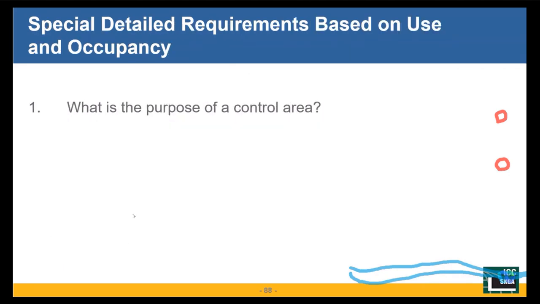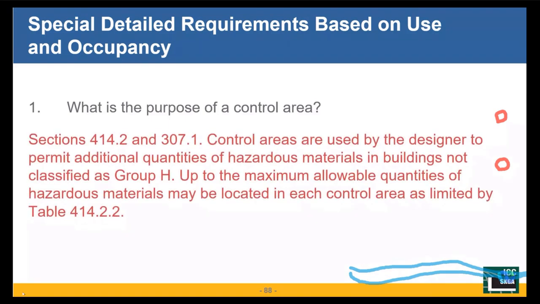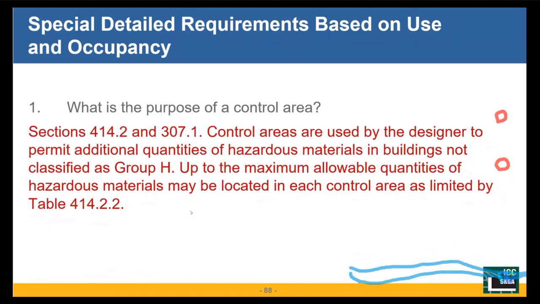Just lastly, I'll talk about control area. The purpose of the control area is to permit the hazardous occupancy that exceeds the maximum allowable quantities, the MAQs in the code, to be housed in that control area. So they'll be controlled. And this way, you will limit the hazard.